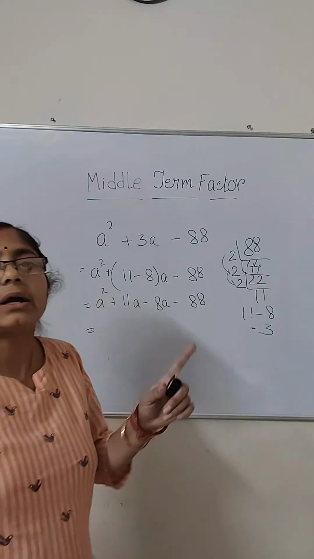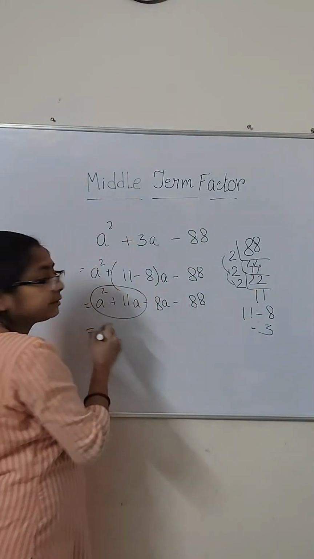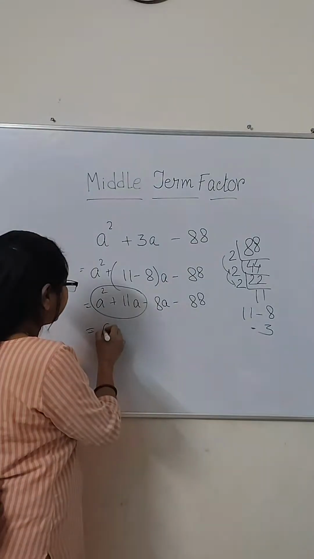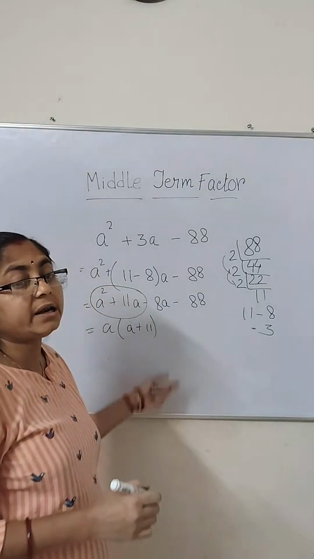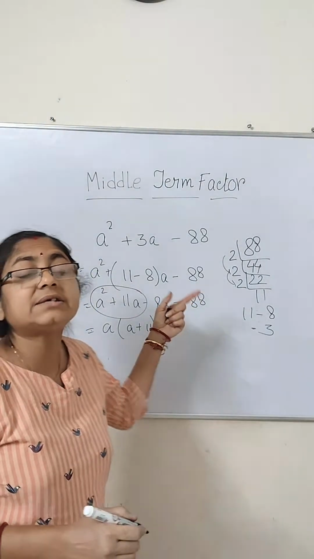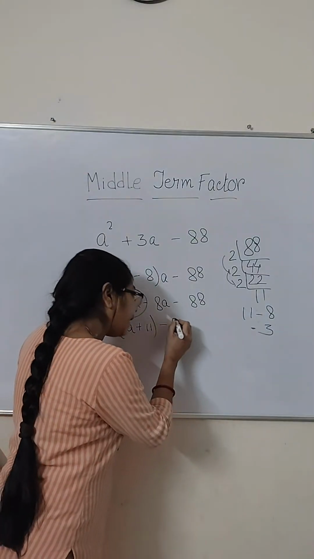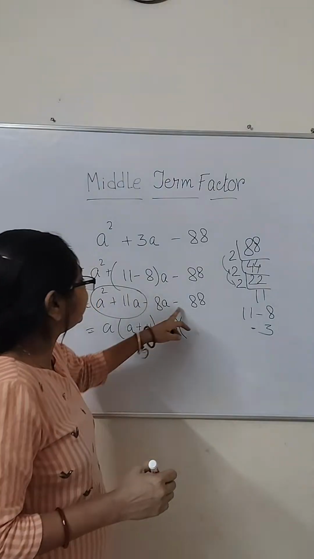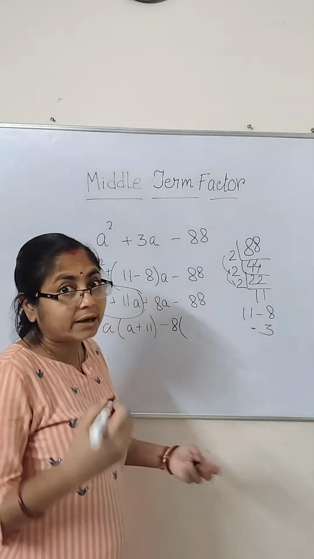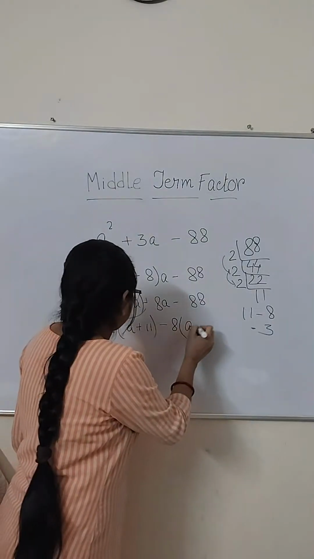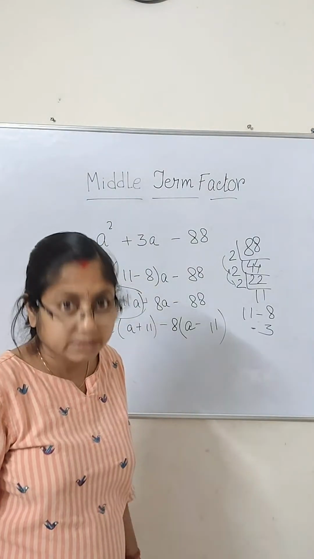Now, take the common from the first two. First two, check. There is a common. So, I write a, a plus 11. And here is the twist. What is the main mistake by the student? What's happened? They common 8, and after that, there is a minus sign. So, what's happened? They write a minus 11. Is it right?